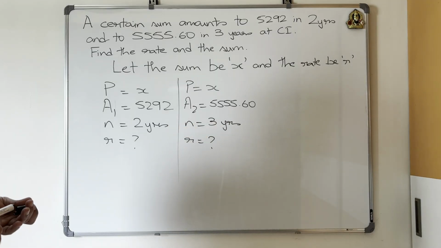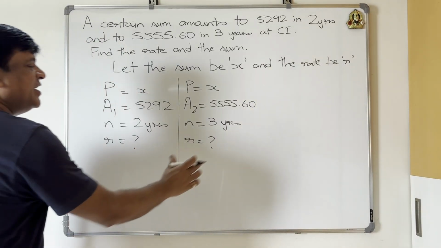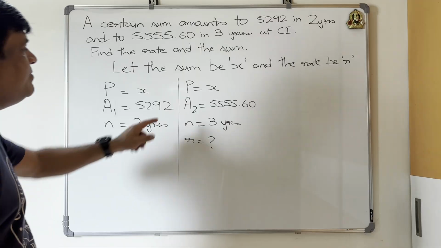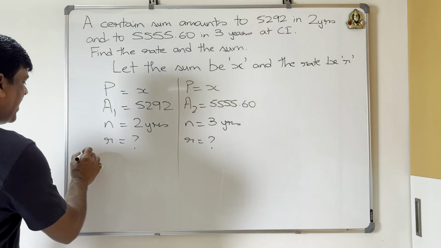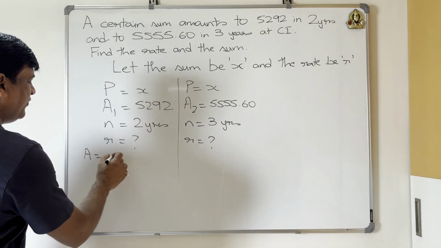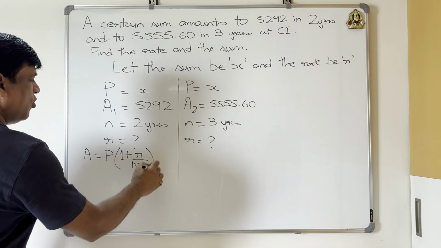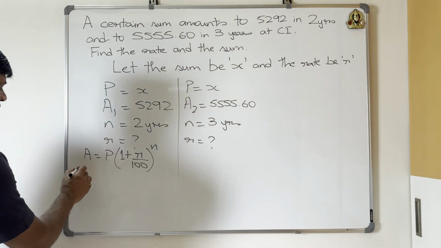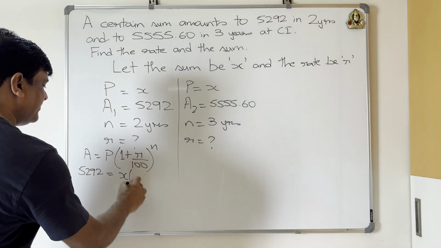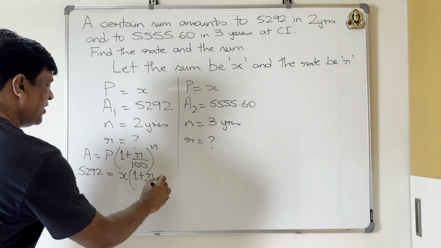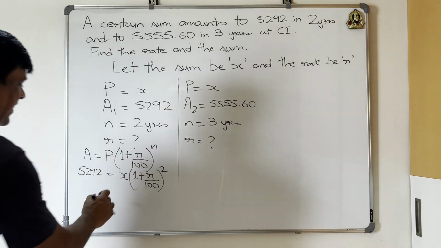So now how are you going to approach this problem? You need to basically do it in bits, 2 times. I'm going to do something over here, and something over here, and then equate them and try to get the sum and rate, both of them. Look at it. So what do we have? Amount is equal to P times 1 plus R by 100 whole to the power n. So I'm going to plug in the values. 5292 is equal to x times 1 plus R by 100 whole to the power 2. That is what we have got. I'll term this as equation 1.